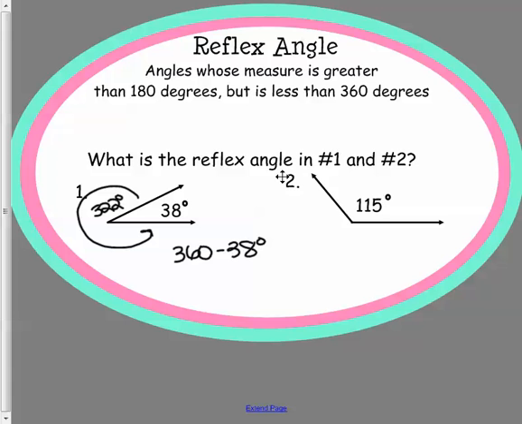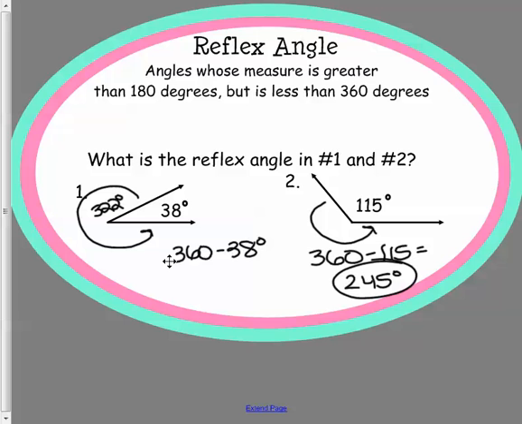In the next one, I want you to see if you can figure out what the reflex angle is. Okay, so take a second, think about it, plug in your calculator. So we're looking for this outside angle here. So take 360, subtract 115, and this reflex angle is 245 degrees.